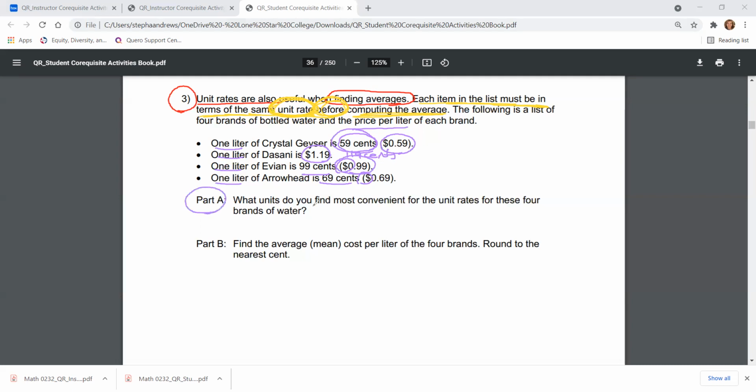So it says, what units do you find most convenient for the unit rates of these 4 brands of water? Well, that's your opinion. Which one do you like? Which one do you think is better, nicer, whatever? I'm going to lean towards the dollar. We could either do dollar per liter or we could do cents per liter. I feel like there's a lot of confusion around the cents.